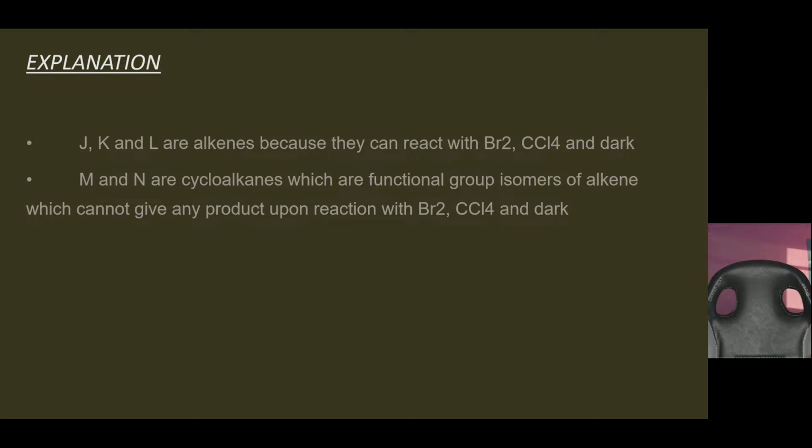So the explanation is J, K, and L are alkenes because they can react with Br2 in CCl4 in the dark. The second group is M and N, cycloalkanes, which are functional group isomers of alkenes, which cannot give any product upon reaction with Br2 in CCl4 in the dark.